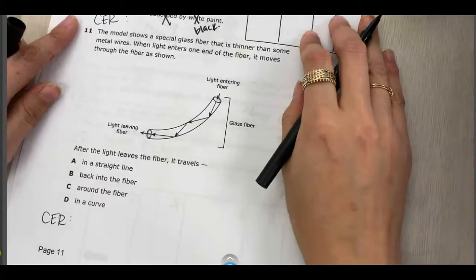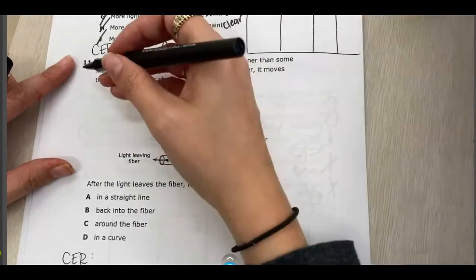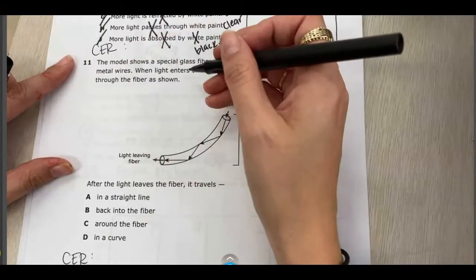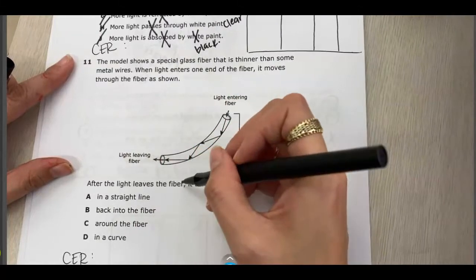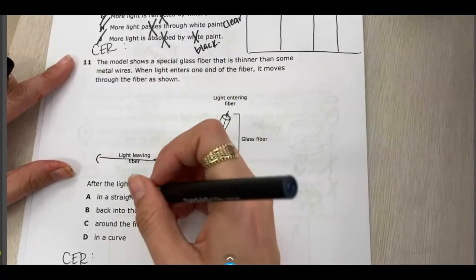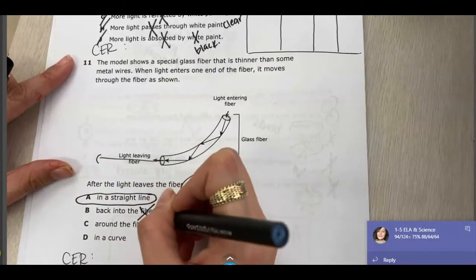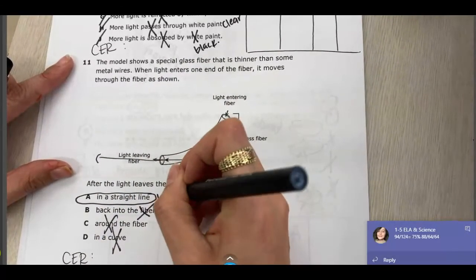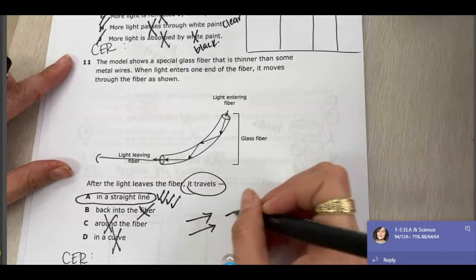Okay, next one. This model shows a special glass fiber that is thinner than some metal wire. Light enters one end of the fiber and it moves through the wire as it's shown. So it's going boom, boom, boom, boom. After the light leaves the fiber, so after it leaves right here, light travels in a straight line. It's not going to travel back into the fiber. It's not going to go around the fiber, or in a curve. Your answer is in a straight line. It's always going to travel in a straight line.